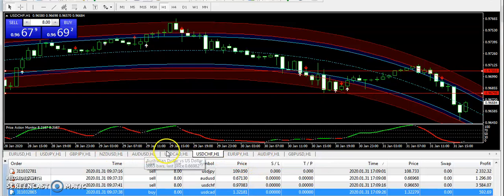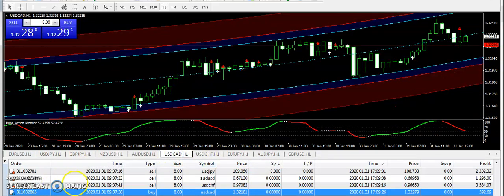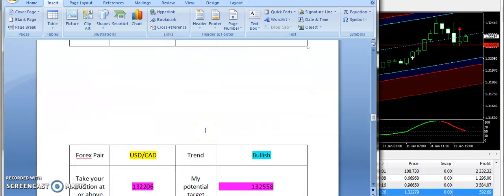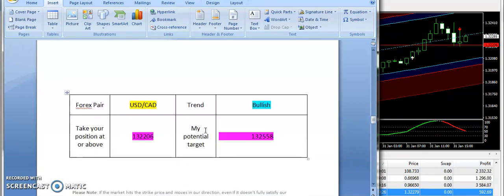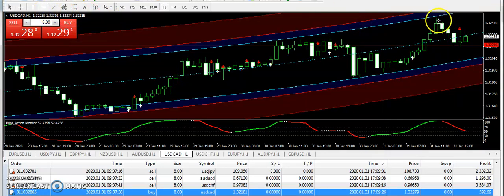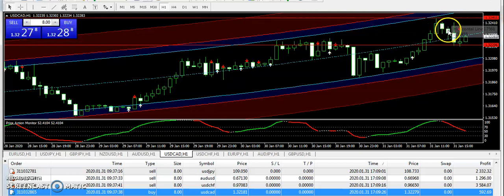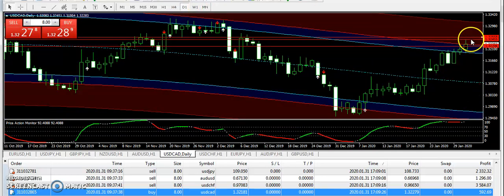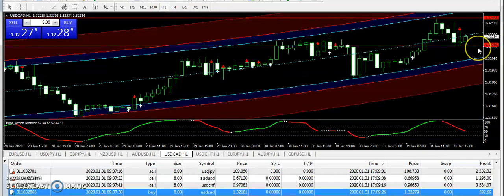Next, I'm going to talk about the USD Canadian dollar. So here we are. You know that it gained strength yesterday. Yesterday my signal was also bullish on USD Canadian dollar, and today I again turned bullish from 1.32206, and 1.32558 is the target price. However, you can see that, guys, the market has gone up to 1.32455. So overall, it was a good day trading with bullish positions on USD Canadian dollar. And if you look at the daily chart, the daily chart was also suggesting that the market can go up, and it has already gone up. So guys, this is all about the analysis for the signals report.